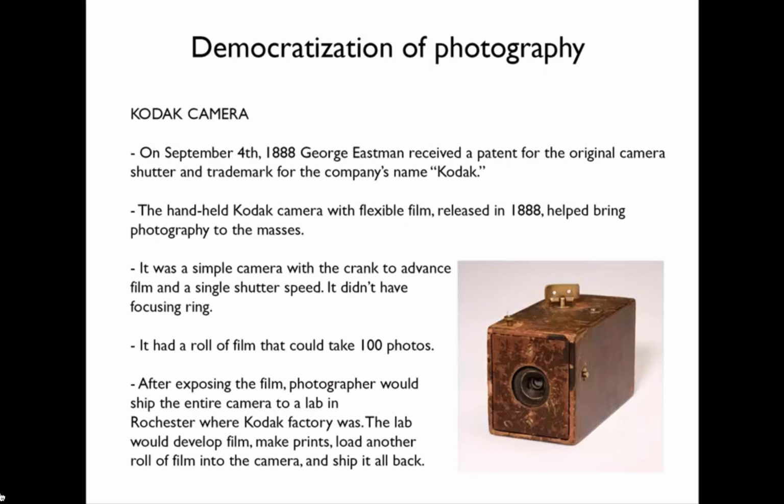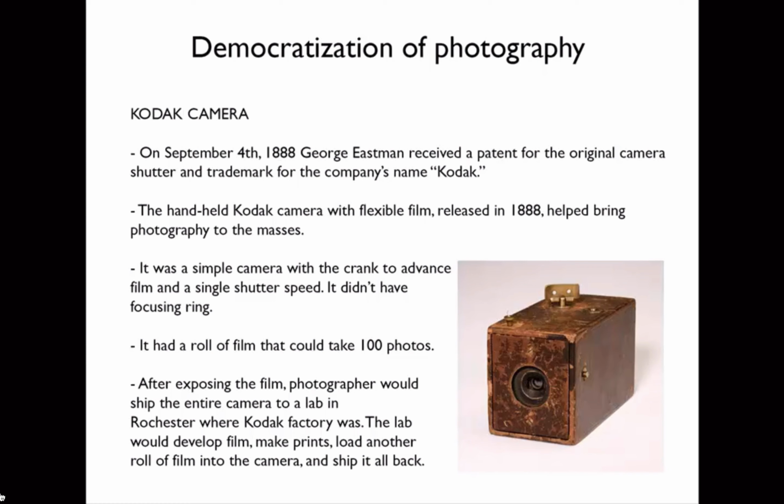Now also we have a Kodak camera. On September 4th, 1888, George Eastman received a patent for the original camera shutter and trademark for the company's name, Kodak. Now, Kodak camera was the first handheld camera with flexible film, released in 1888, which helped bring photography to the masses. Because now we no longer have to have this heavy camera on a tripod. We can actually take the camera with our hands, walk into the world, and take images.